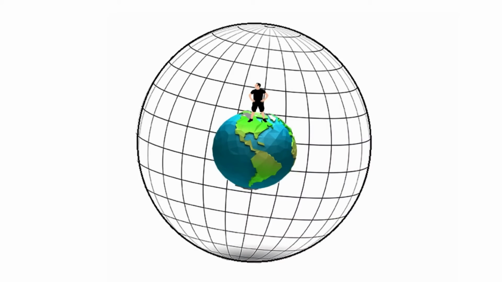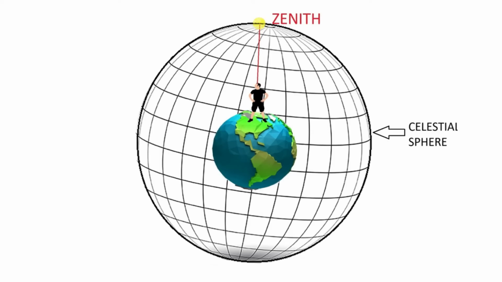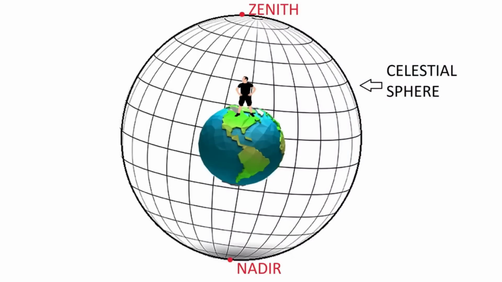Zenith of the observer. This can be defined as a point on the celestial sphere right above the observer. A line from the center of the Earth passing through the observer will meet the celestial sphere at the zenith. Nadir of the observer. This can be defined as a point on the celestial sphere which is diametrically opposite to the observer's zenith. Vertical circle. This can be defined as a great circle which passes through the observer's zenith and the observer's nadir as well.